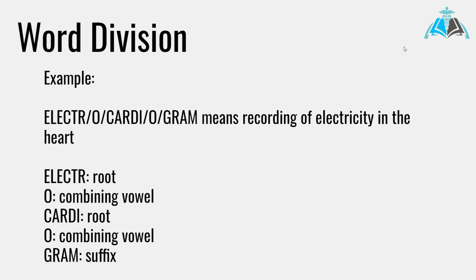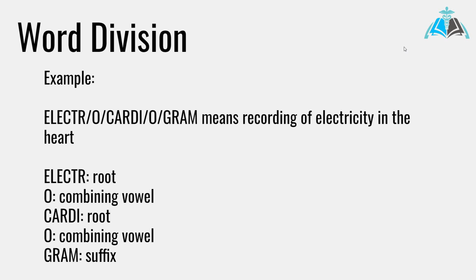Cardi is another root, and it means heart. So once again, like I said earlier, you can have two words and combine them to create an alteration of the meaning. So instead of just saying heart or electricity, you're combining the two. And that gives you the electricity in the heart.